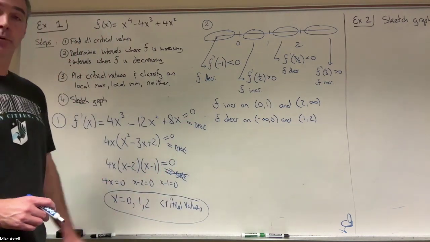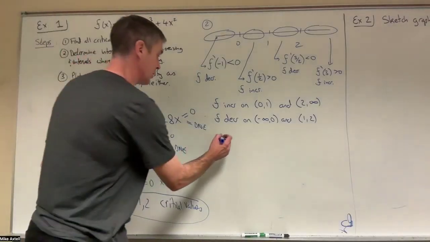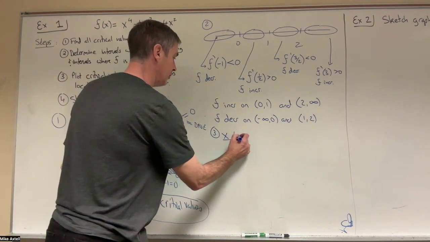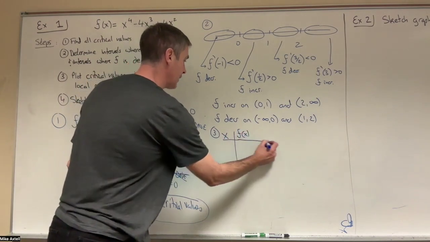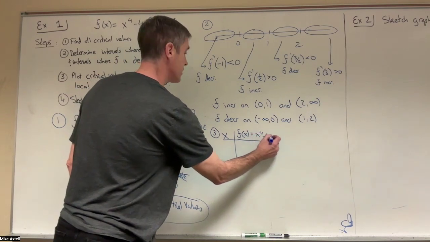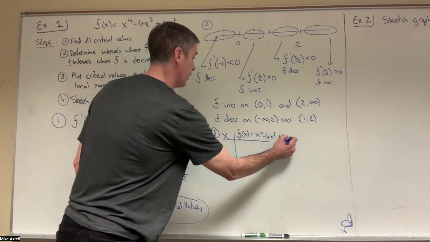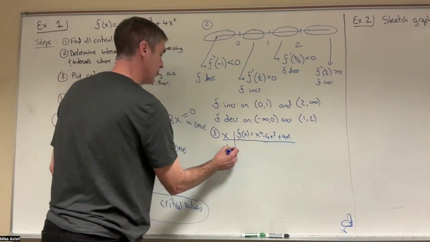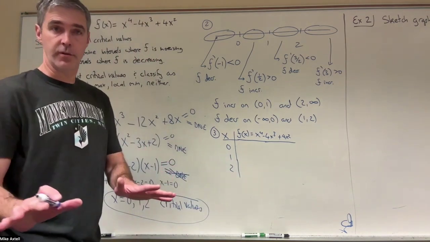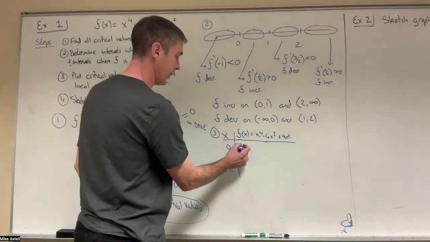All right, let's plot the critical points. I've got 3 critical points, and I can plot them. So I'm going to do a little table. So this is step 3, a little table. To plot them, I need to plug them back into my original function, x to the 4th minus 4x cubed plus 4x squared. 0, 1, 2. If I plug in 0, you can go through this slowly if you like, but I get 0.